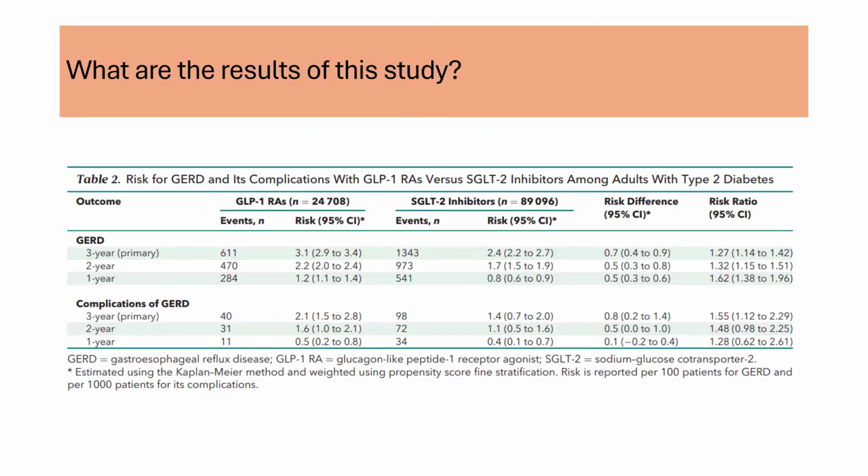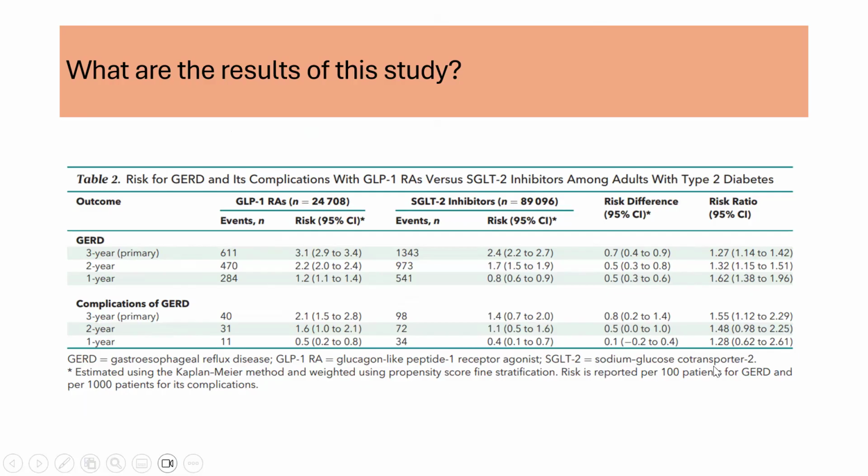So let's go on to part 2. What are the results of the study? In 3 years, the risk of GERD in the GLP-1 receptor agonist group was 3.1, and in the SGLT2 inhibitor group, the risk was 2.4. The overall risk difference was 0.7. So the risk of GERD was more in the GLP-1 receptor agonist arm, and the final risk ratio was 1.27. But it's interesting to note that at 1 year it was 1.62, at 2 years it had become less, 1.32, and at the end of 3 years we have 1.27 as the final risk.